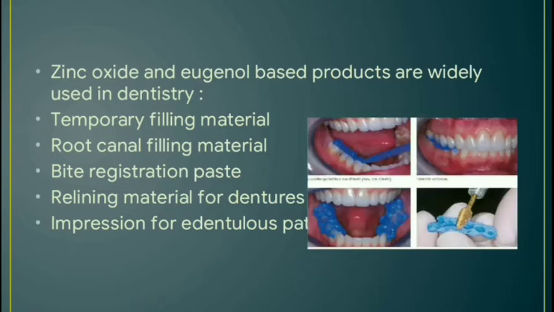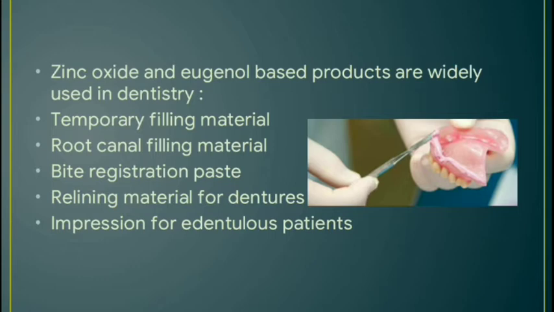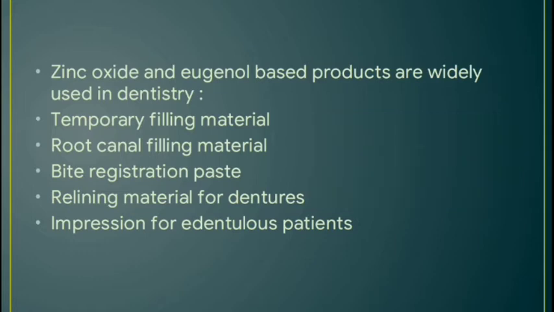and next in the bite registration paste. Bite registration is an occlusal representation of how maxillary and mandibular teeth intercusp. It is essential for articulation of maxillary and mandibular study model. And next, it is also used in the relining material of dentures. Relining is the procedure used to resurface the tissue side of denture with new base material to produce an accurate adaptation to denture foundation area. And the next use is in the impression for the edentulous patients.